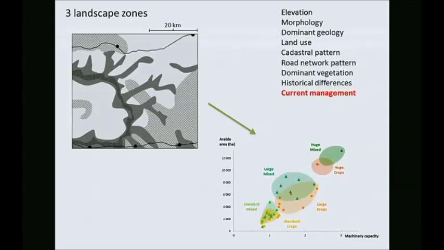So those landscape zones, this is the study area and how it looked. And to define this, I used all that range of variables. And importantly, that included current management. So it's not only the physical attributes, it's also land use.